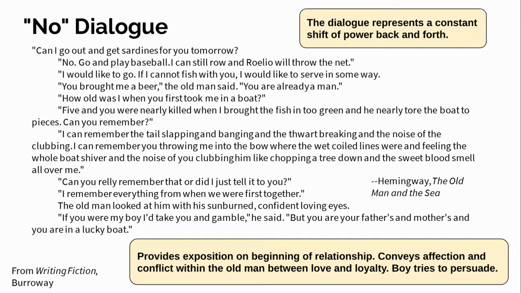Okay. So the dialogue represents a constant shift of power back and forth. The kid really wants to go in that boat and go fishing, but the guy won't let him. And with every no, more is revealed in the story and the relationship between this old man and the boy.